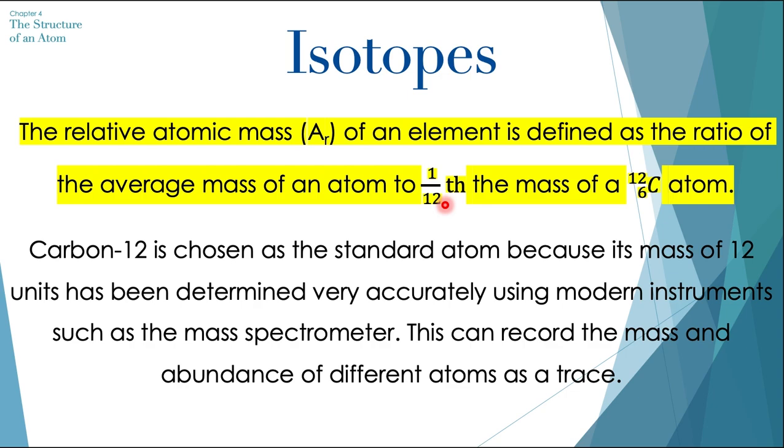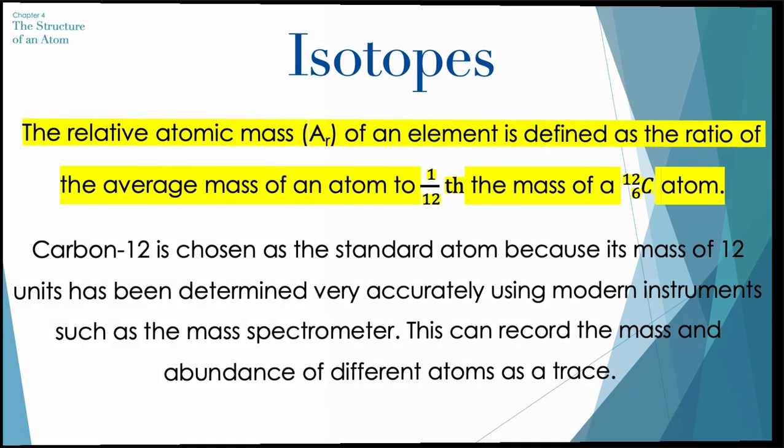It's the ratio with the mass of a carbon atom. So carbon-12 is chosen as the standard atom, whose mass is used as a ratio with any other element to find that element's relative atomic mass. So we should remember this definition: the relative atomic mass of an element is defined as the ratio of the average mass of an atom to 1/12 the mass of a carbon atom.